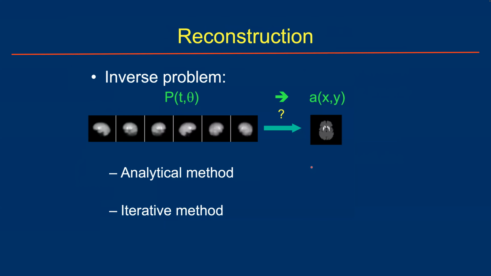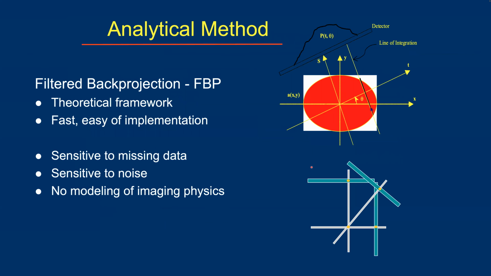In order to get to the 3D image, we need to reconstruct from the 2D images into 3D images. This is the inverse problem. There is an analytical method and an iterative method for reconstruction. The most successful analytical method is filtered back projection reconstruction. It has a thorough theoretical framework. It's fast and very easy to implement. However, filtered back projection reconstruction is sensitive to noise and missing data. Most importantly, it doesn't model any physics, as we show here, which can significantly affect image quality.